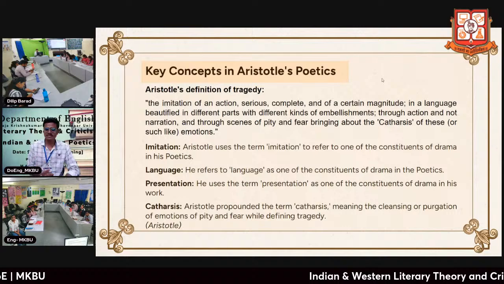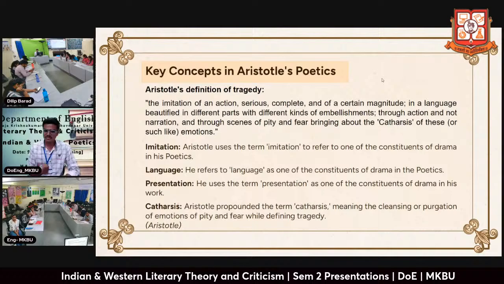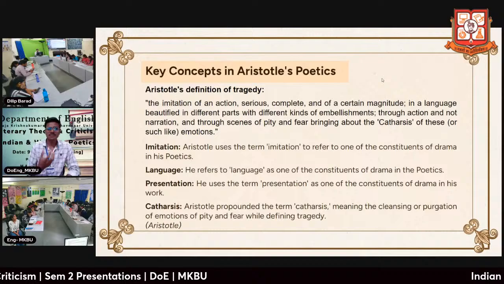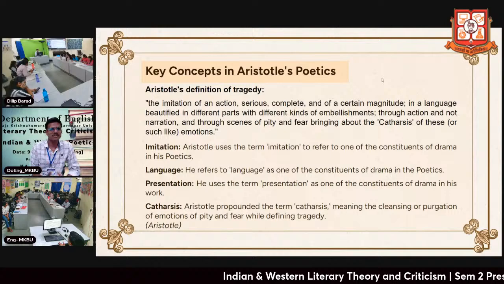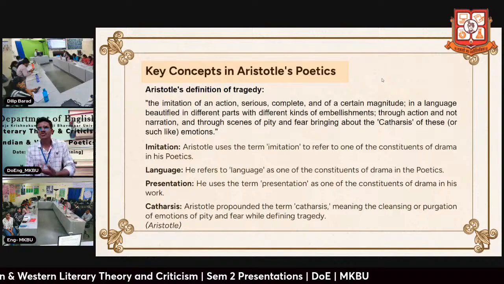The term catharsis means the cleansing or the purgation of the emotions of pity and fear, while defining the tragedy. We can also compare it with the aesthetic pleasure or the rasa nishpatti that happens inside the human psyche. That is also called the catharsis, the human experience, the emotional pleasure we find. That is from Aristotle.